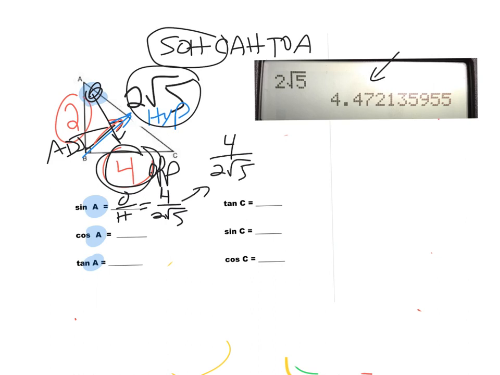But now I can simplify it. 2 goes into 2 once. 2 goes into 4 2 times. So I have 2 over radical 5. And that would be my answer.